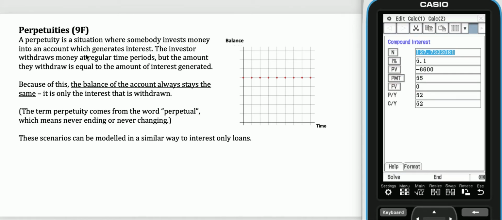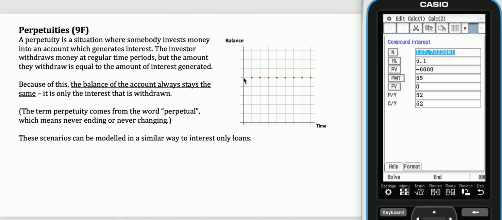And the investor withdraws money at regular time periods, so they take money out of their account over time. But every time they take out money, the amount that they withdraw is equal to the amount of interest generated. So essentially, they're just taking out the interest that's earned on their balance. Because of this, the overall balance of the account always stays the same, because we're just taking out the interest, but the actual amount that we invested at the start just stays the same.